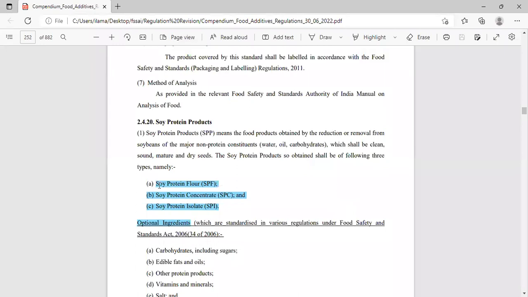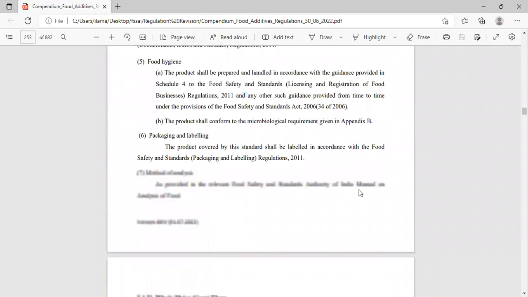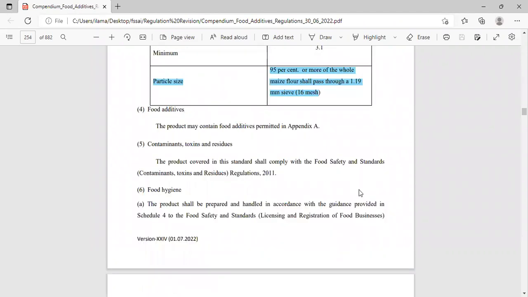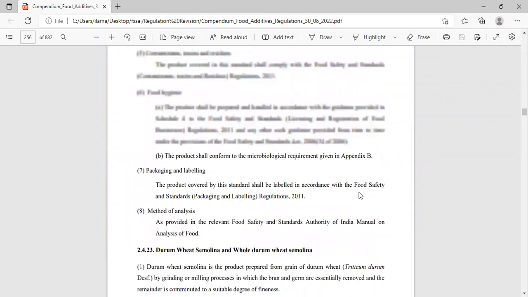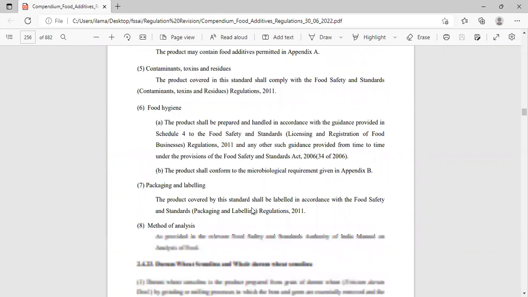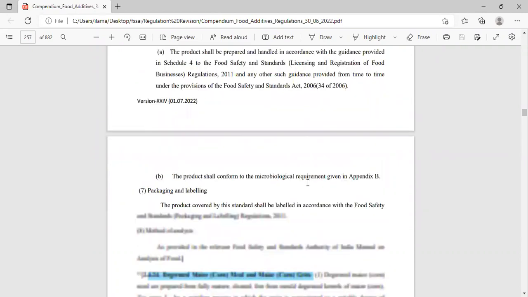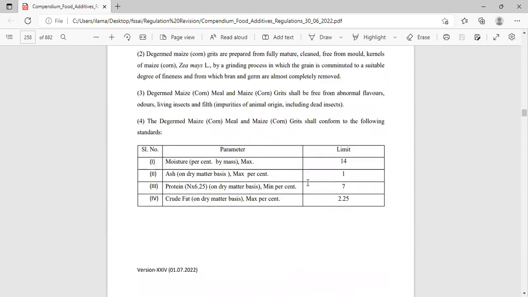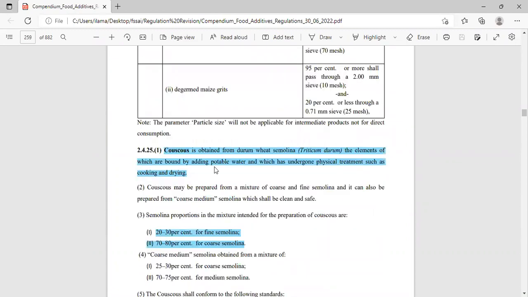And see what are the types of soybean products. What are the types of wheat and wheat protein based products? Just go through them. And couscous is a product which is obtained from durum wheat. It is a semolina. So just remember, this is a new term now.